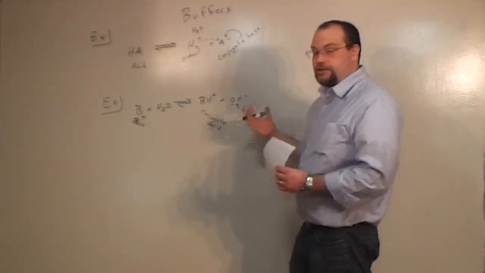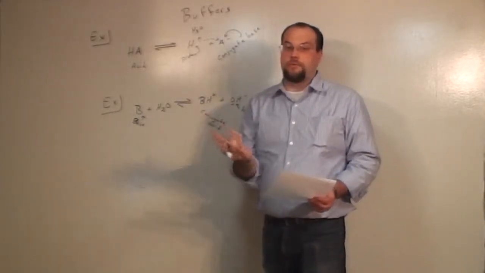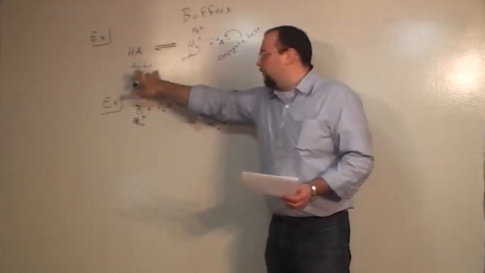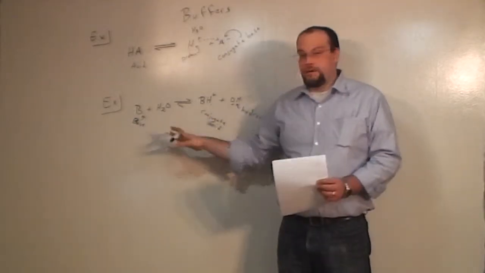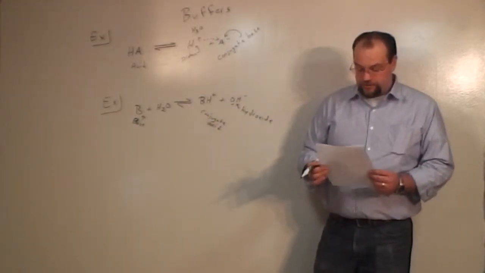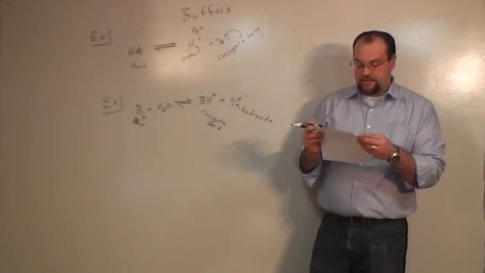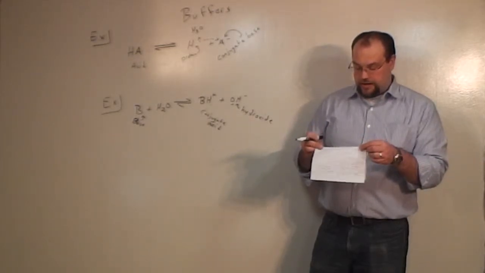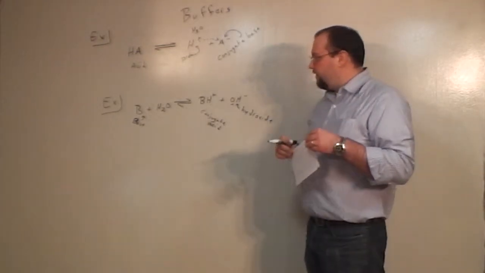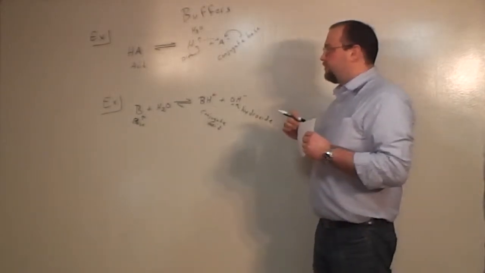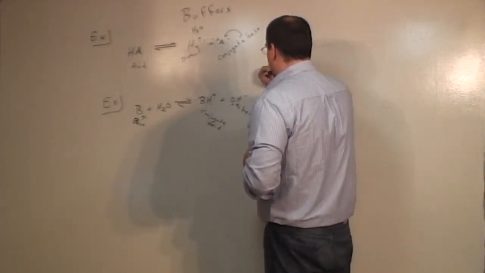And they're called conjugate pairs. They're conjugate acid-base pairs because I have an acid forming a base and a base forming an acid. Okay, so that's what we mean when we say conjugate acid and conjugate base. Now it's very, very important to realize something very simple.